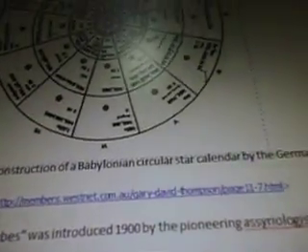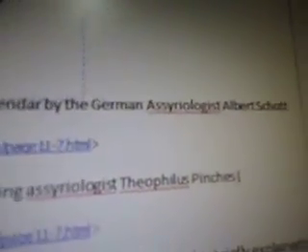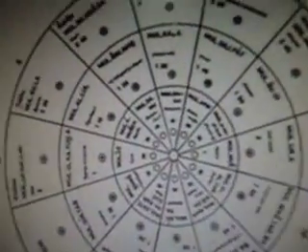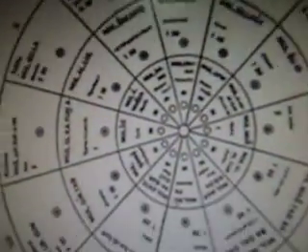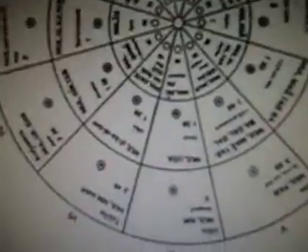Okay? I still haven't figured out what this means, but I found this 1934 reconstruction of a Babylonian circular star calendar by German Assyriologist Albert Schott. And that's what that looks like. I can't read it. Even with my glasses, I can't see what that means.